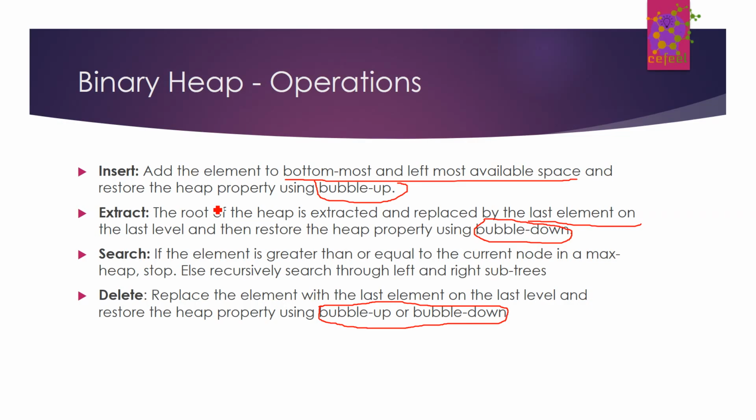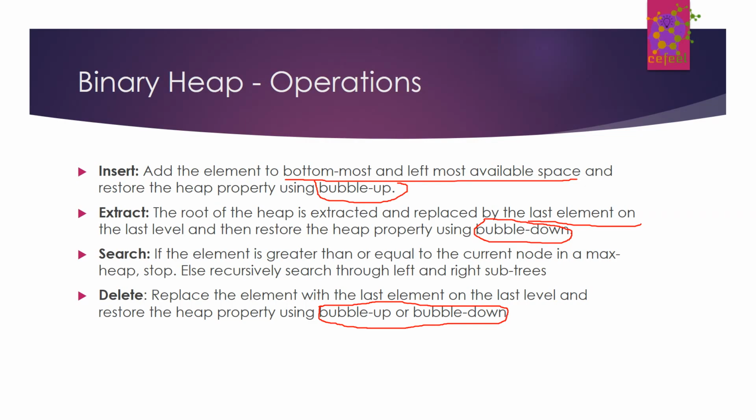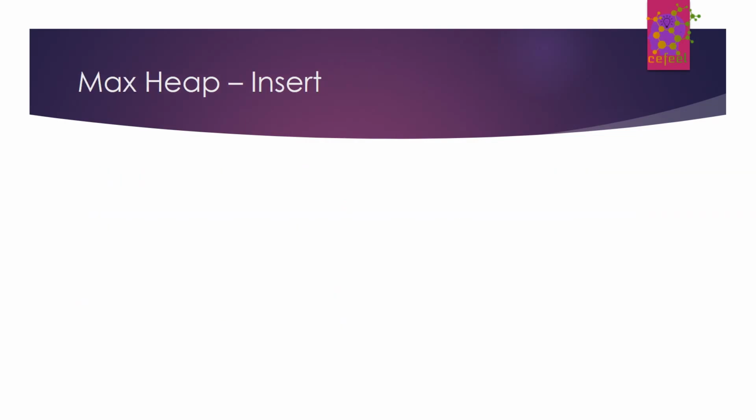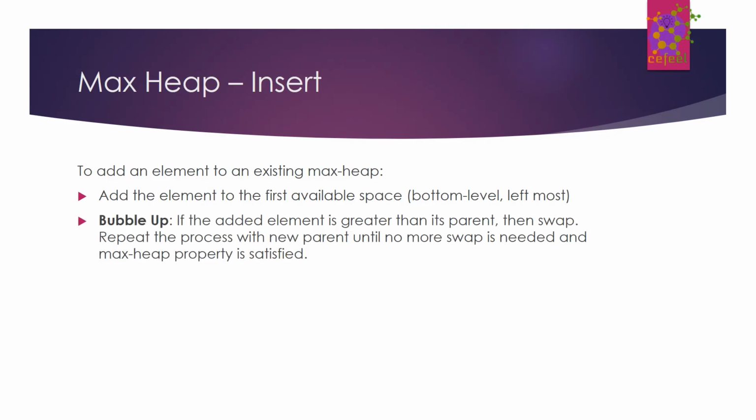Alright, cool. Now let's go ahead and see these operations in action one by one using an example. Okay, the first one is the insert operation, which means adding a new element to a heap. To add a new element to an existing min-heap, we add the element to the first available space, which means bottom level, leftmost, and then we use a process called bubble up. The bubble up process is pretty simple. When we add a new element, we just compare the newly added element to its parent.